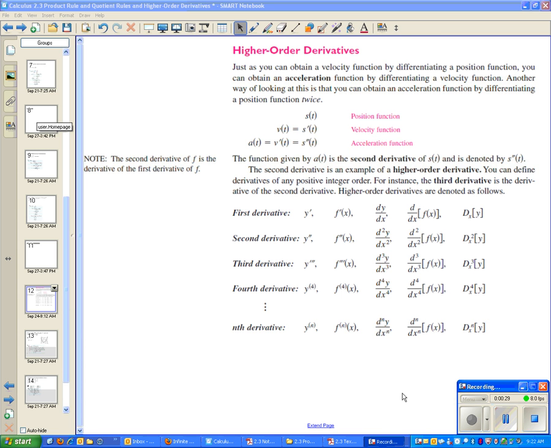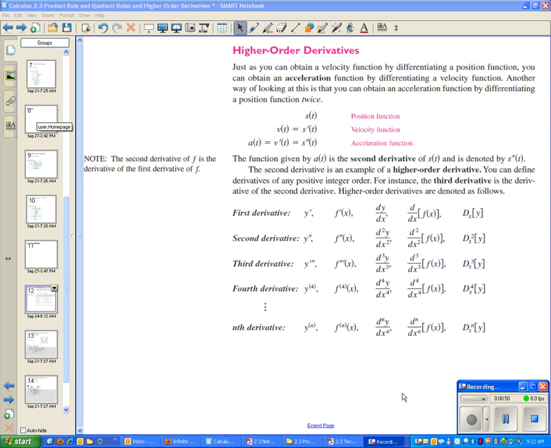And we've talked about this before, how acceleration is the rate of change of velocity, so acceleration is the derivative of the velocity. So you could think of it as either taking the derivative of the velocity to get acceleration, or taking the derivative of the position function twice. And that's the way I want you to think of it right now.